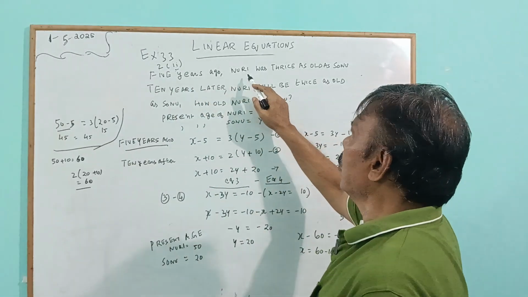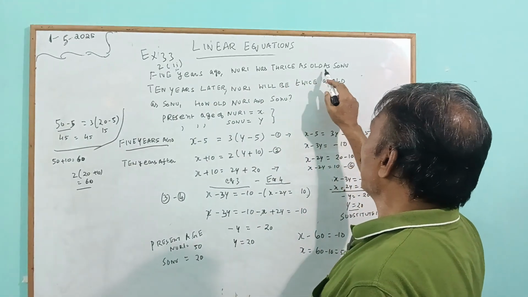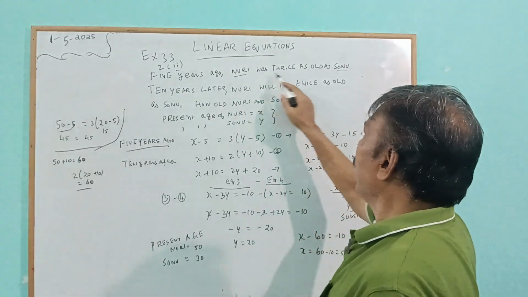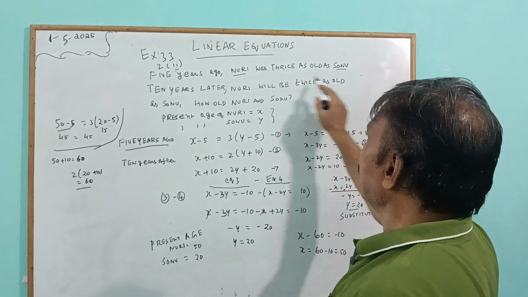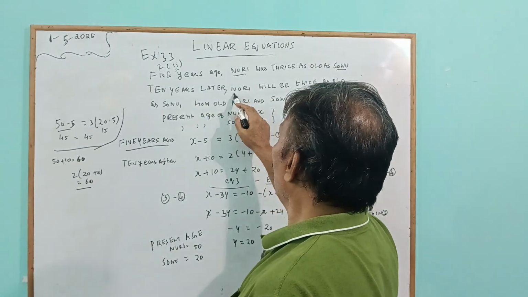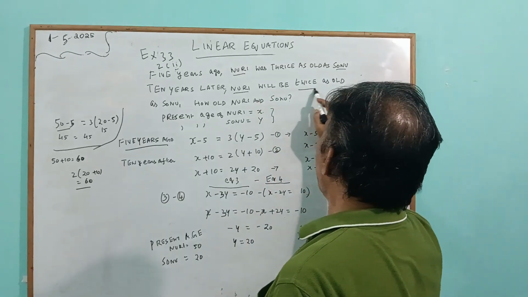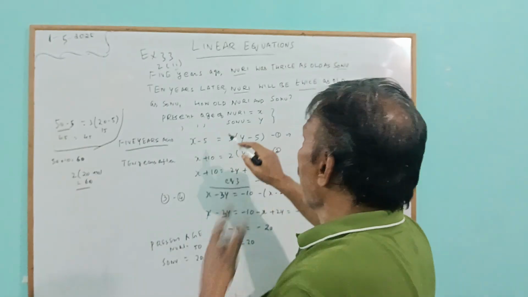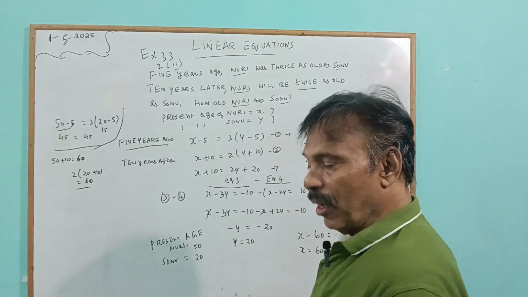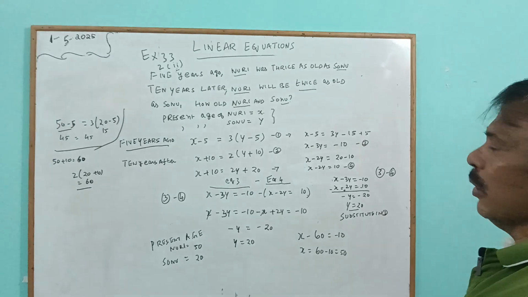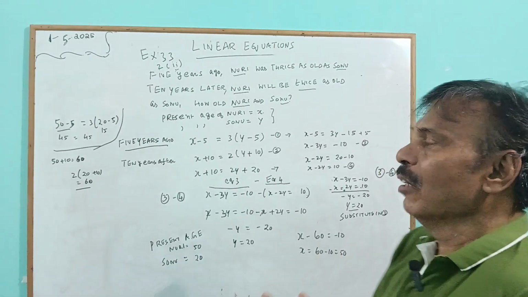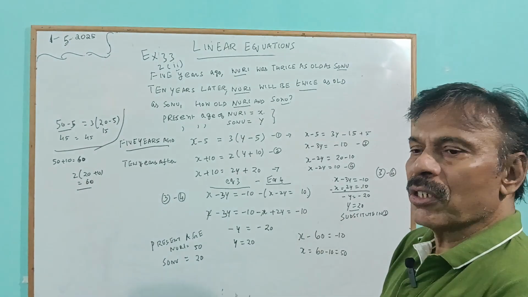Five years ago, Noori was thrice as old as Sonu. So there are two persons, Noori and Sonu. Ten years later, Noori will be twice as old as Sonu. How old are Noori and Sonu? This is the question. Now you should take a lot of assumptions in this. First, read the question properly.